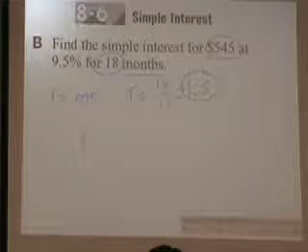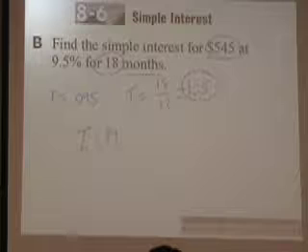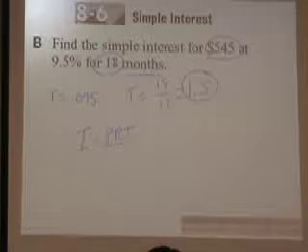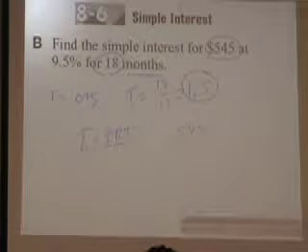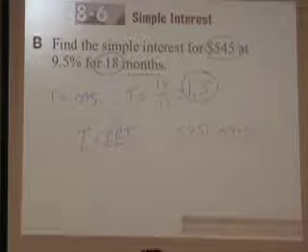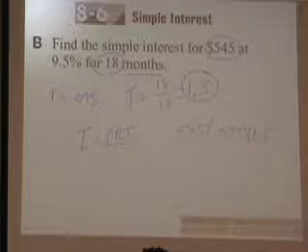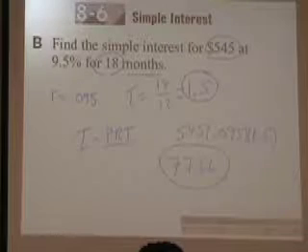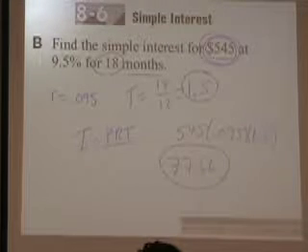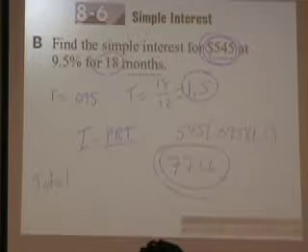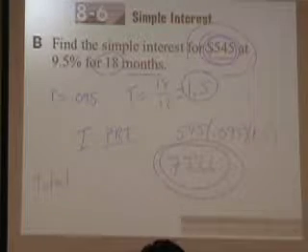So you take the formula I equals PRT, and all you got to do is multiply principal, rate, and time. That's 545 times 0.095 times 1.5, and what do you get? 77.66. So that's how much money you pay to borrow this much money. So to tell the total plus interest, just add this plus this, and that'll give you the total.